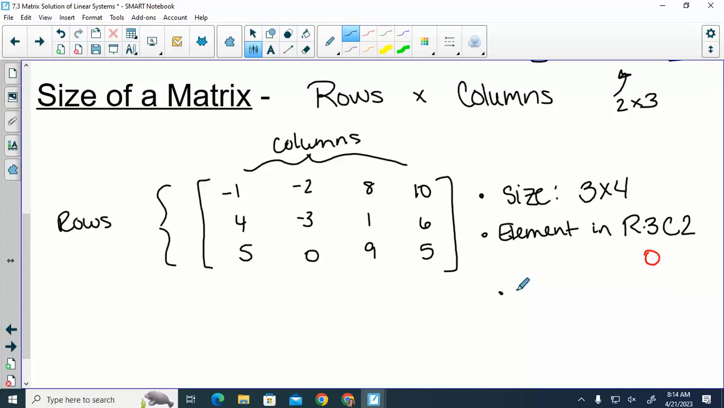So if I said, what is in row 1, column 4? Row 1 is the first row, the 4th column is a 10. If I said row 2, column 3, second row, 3rd column is a 1. So I can talk about a specific element in the matrix, then I can use the row and column to tell you where I'm looking at. Is that okay with everybody?